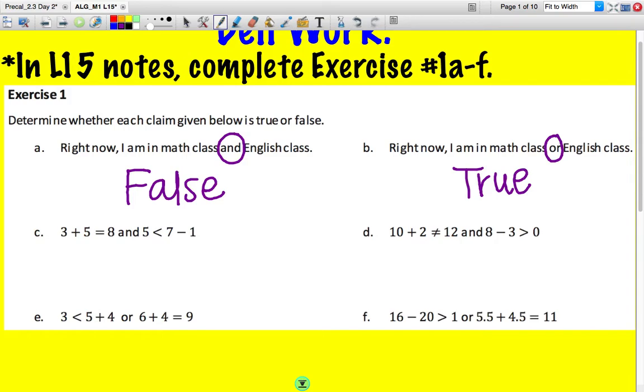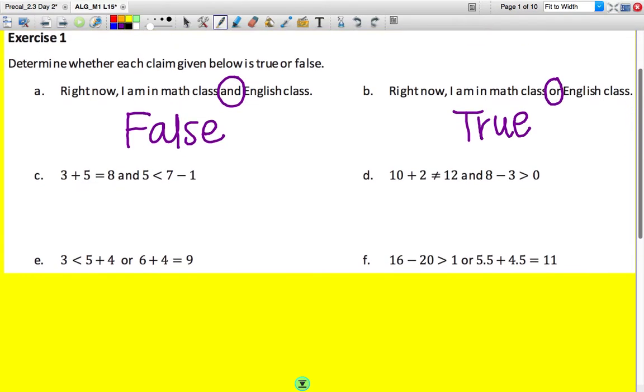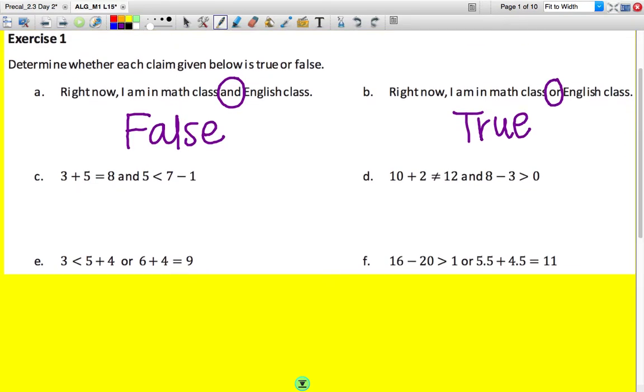So keeping that same thought process, look at C. 3 plus 5 is 8. 8 equals 8. So this is a true statement. 5 is less than 7 minus 1. So 5 is less than 6. This is also true. Again, our keyword here is and, meaning that both statements have to be true in order for this to be true. And in this case, they are, so this is true.